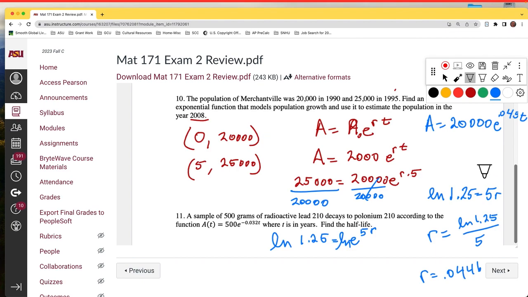And then now, the last part of the question, find the year 2008. Well, 1990 was year 0, so 2008 is going to be 18 years. So if we subtract these two, we find it's 18 years. So then plug in t equals 18 to that function we got, and you'll have your answer. How's that? Helpful? Okay.